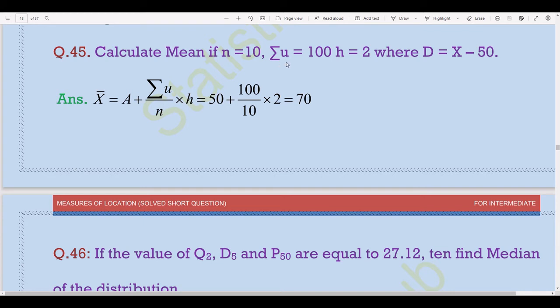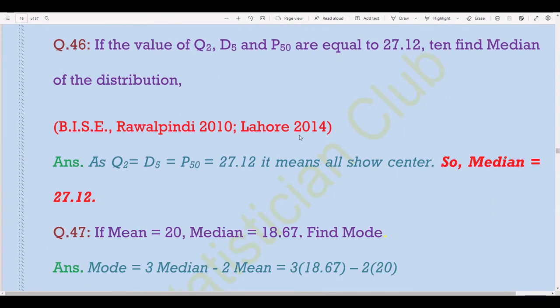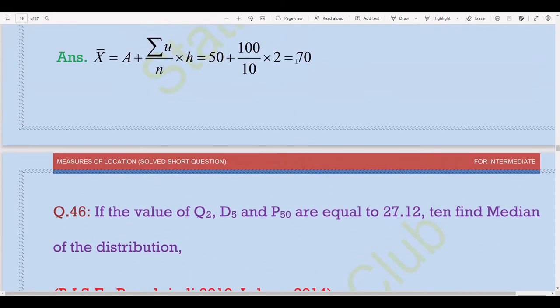Here in the question, h is given, and in general form, d is equal to x minus a. It means 50 is our a. So 50 plus sum of u 100 over n, number of observations 10, multiplied by h, which is 2. After simplification, you get the answer 70.